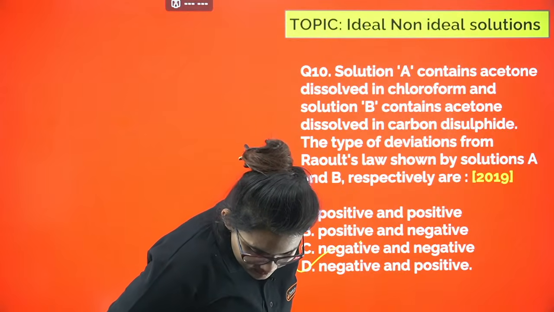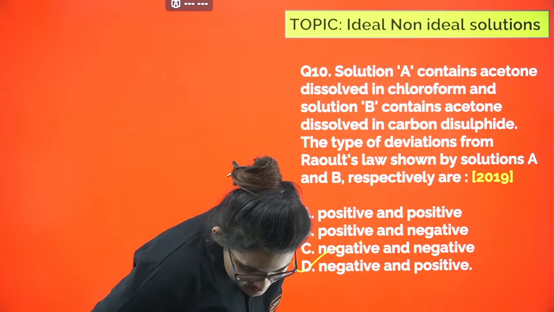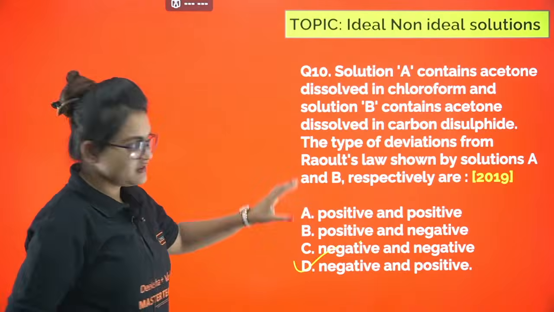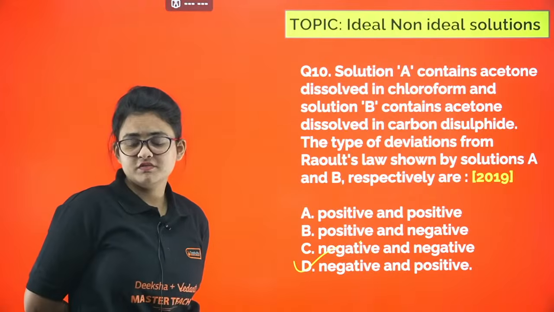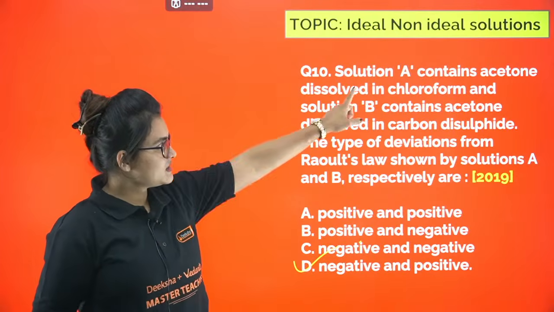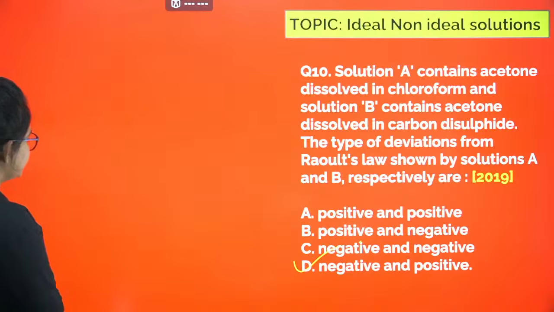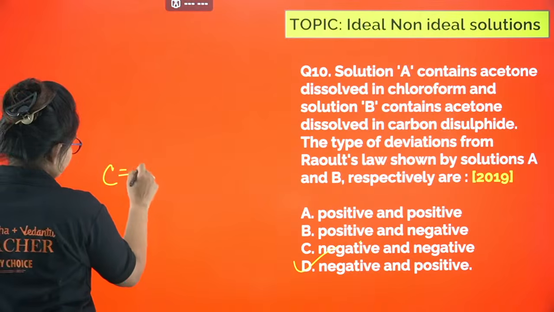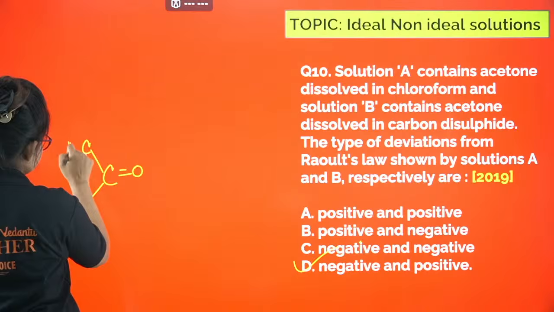I can see Sagar, Manas, can you please recheck this answer? This is going to be negative deviation and positive deviation respectively. Because for the first case, acetone molecule and chloroform molecule can form the hydrogen bonding, like this.